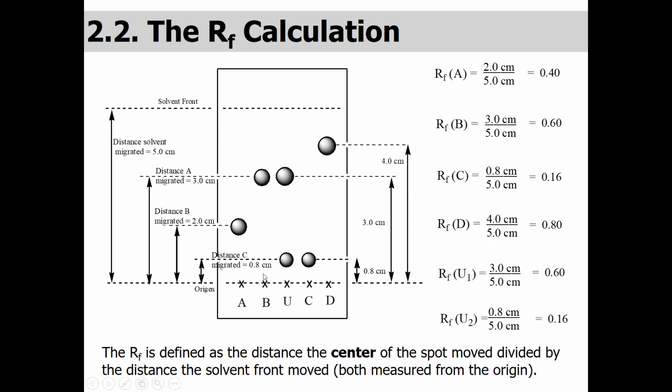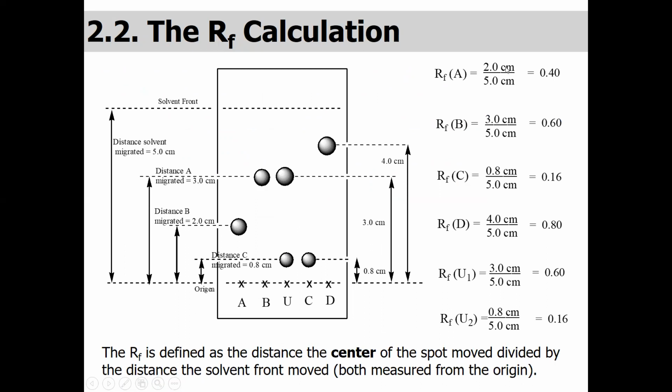Okay, some more examples to show you how the RF calculation can be used. See, for example, this TLC having A, B, U, C, and D spots, and the A spot is here. You can see this traveled by 2 centimeters. B, U, C, and D. U basically has two components, we can say U1 and U2 as well. And this is how we can calculate the RF of A, B, C, D, U1, and U2.